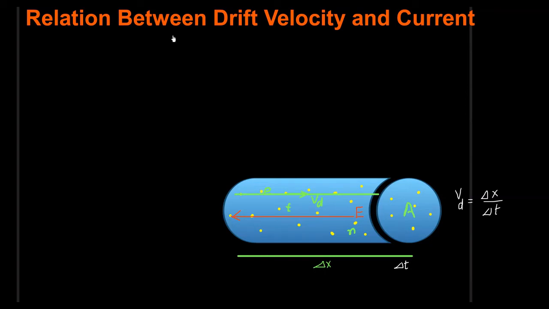Relation between drift velocity and current. What is meant by the term drift velocity?